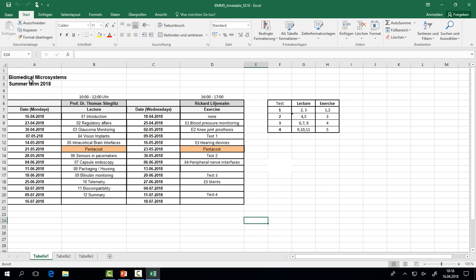We have here, and this is something that we put on the Ilias system, where you get an email on how to access that and where to download all the stuff you need. Also put that timetable here, where you see that Richard Liljemalm is making the exercises. We have here certain topics, and there are certain tests.